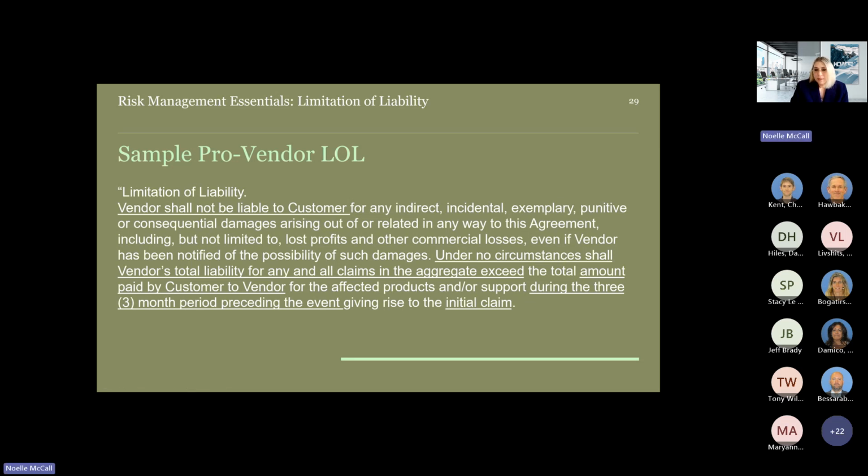And then at the bottom, under no circumstances shall the vendor's total liability for any and all claims in the aggregate exceed the total amount paid by the customer to the vendor for the affected products and or support during the 3-month period preceding the event giving rise to the initial claim. There are a lot of, everything I've underlined here is a limitation, another limitation on this LOL.